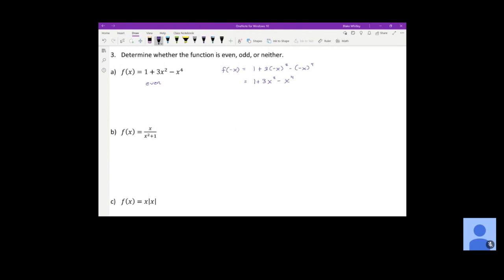So that's the work I would want to see, right? Actually substitute in the negative x, simplify it, see if you get the same function. Opposite of the function would mean it's odd, and if you get neither of those things, then it's neither. All right, so let's look at b. Same thing, we're going to do f of negative x.